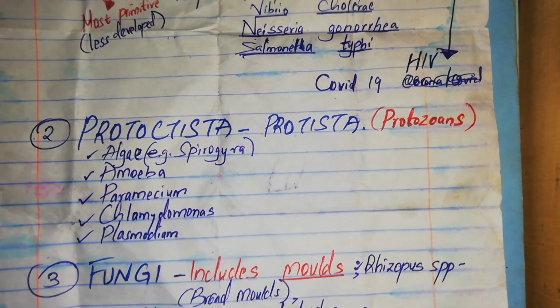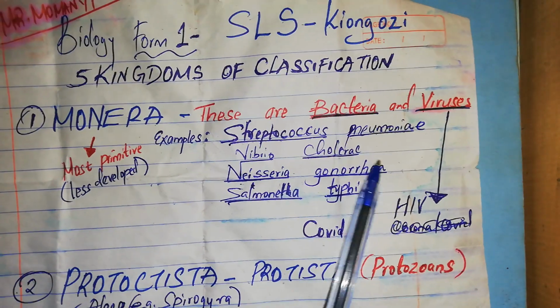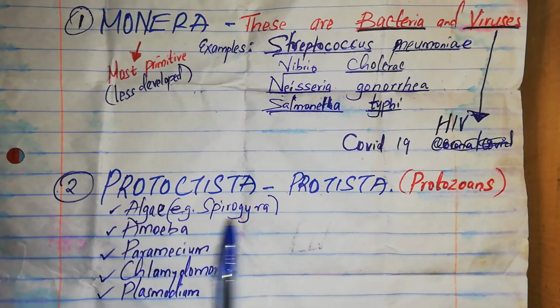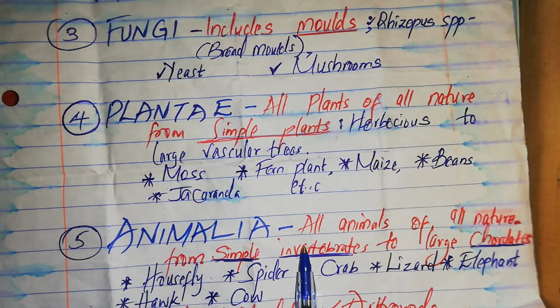But today, in that short video of 5 minutes only, we've been able to cover Monera kingdom and its examples. Sorry, we have looked at Protoctista, we've looked at Fungi, Plantae, and Animalia.